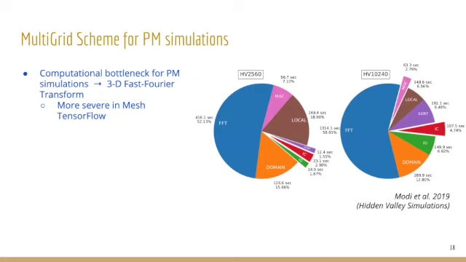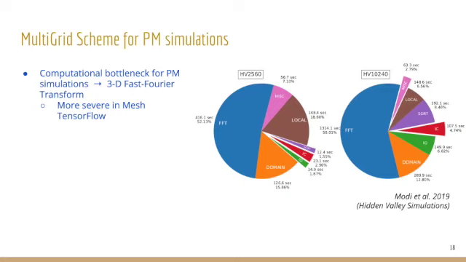The challenge here is the challenge that you have for any PM simulation when you're scaling it up to multiprocessing and large scales. That is the 3D fast Fourier transforms. What I'm showing here is essentially the time pie chart for the Hidden Valley simulation that we ran.